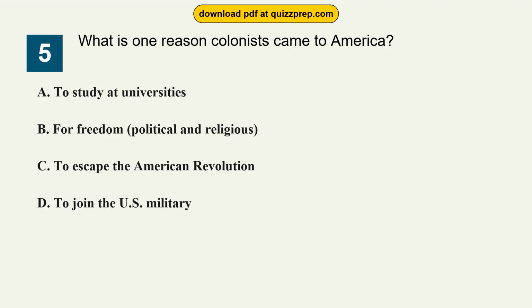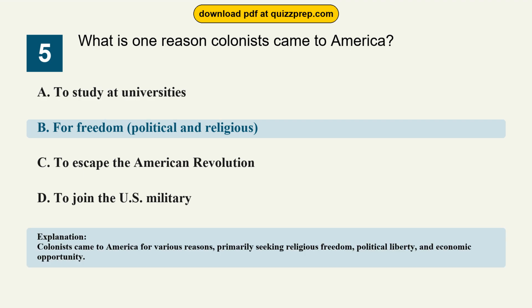Option C. To escape the American Revolution. Option D. To join the U.S. military. The correct answer is option B. For freedom, political and religious. Colonists came to America for various reasons, primarily seeking religious freedom, political liberty, and economic opportunity.